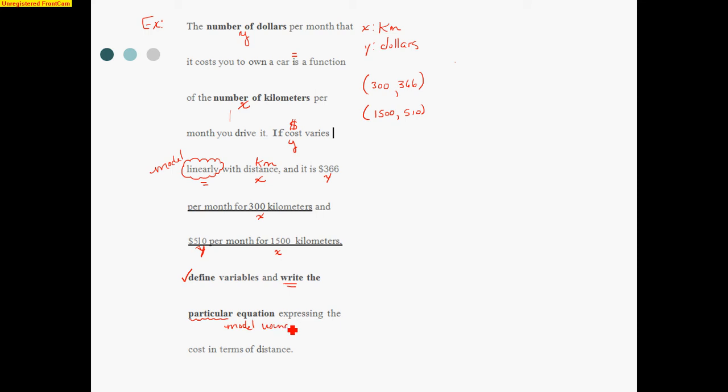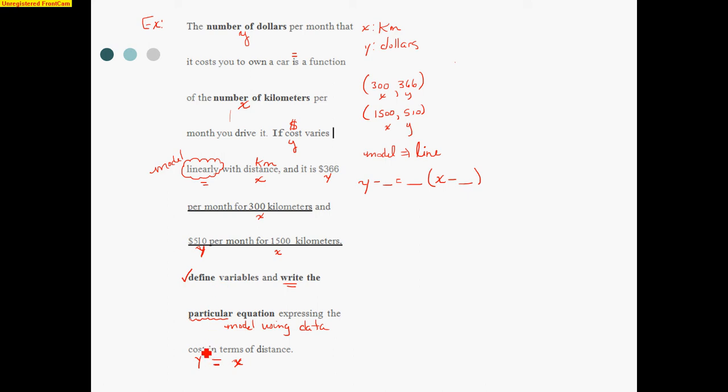Using my data, expressing the cost in terms of distance. So y stuff is equal to x stuff. So here are my x, y, x, y. My model, I've been told, is a line. I have 2 points, so I'm going to use point slope: y minus blank equals blank parentheses x minus blank.